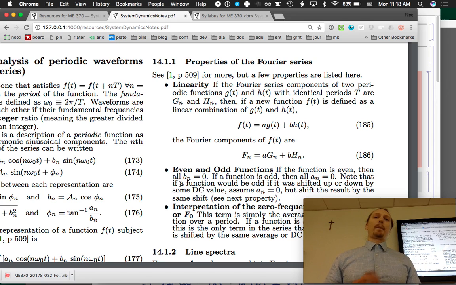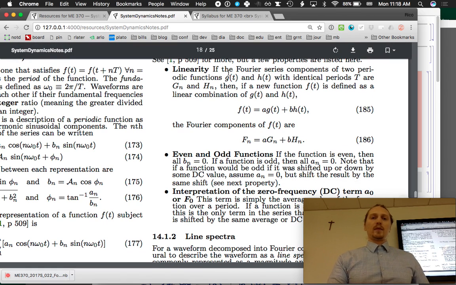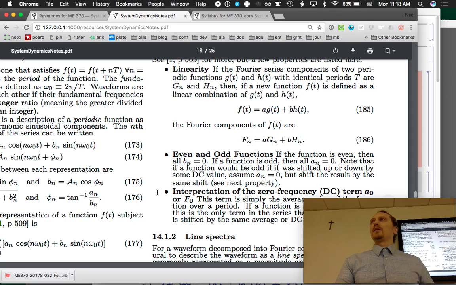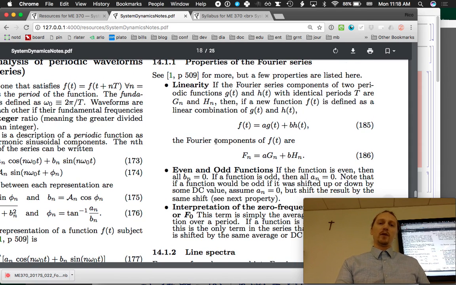Okay? So, here are a few of them. These are the ones that I found to be most pertinent for our discussions. The first one is linearity.